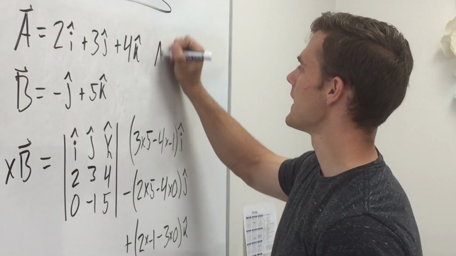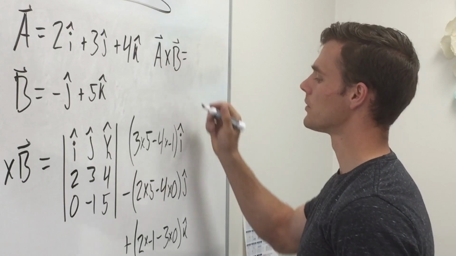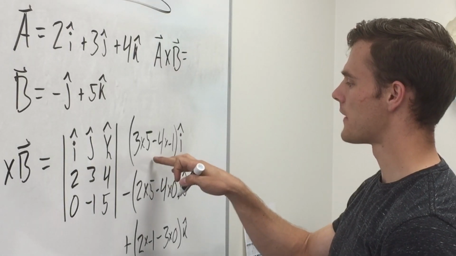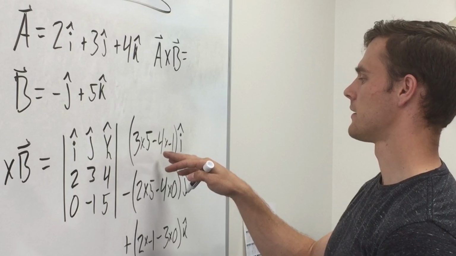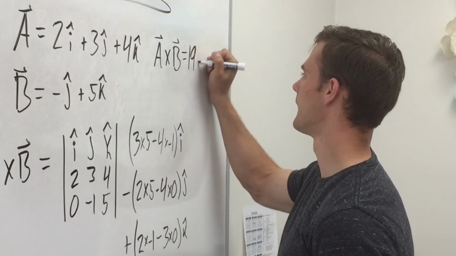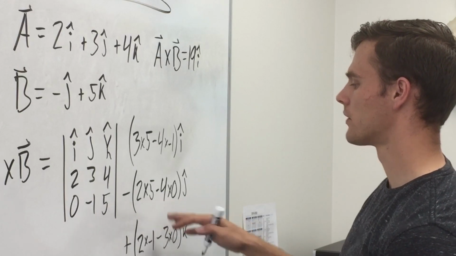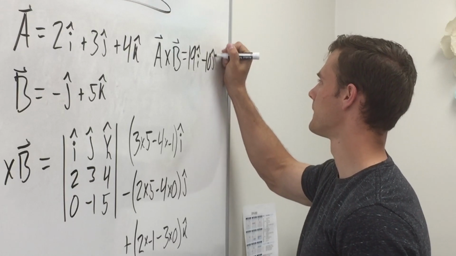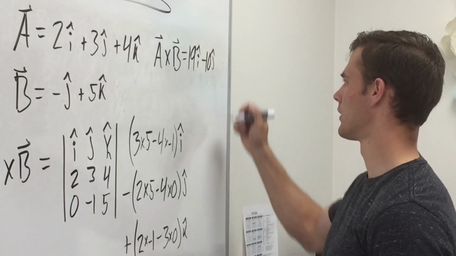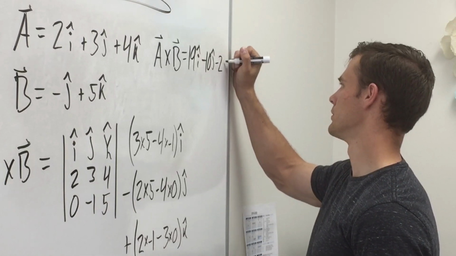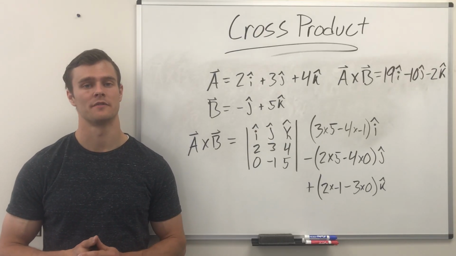So what you end up getting is A cross B is equal to 3 times 5 minus 4 times -1, so that's 15 plus 4, so you have 19I, minus 10 minus 0, so minus 10J, and then 2 times -1, so -2 minus 0 is minus 2K. Alright guys, so that's how you solve the cross product of two vectors.